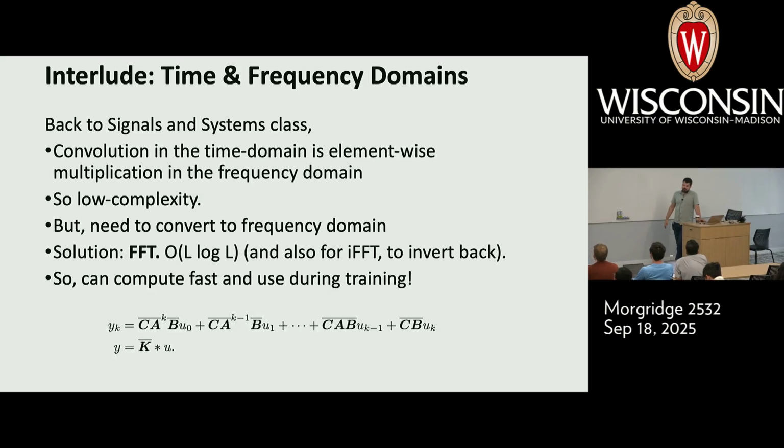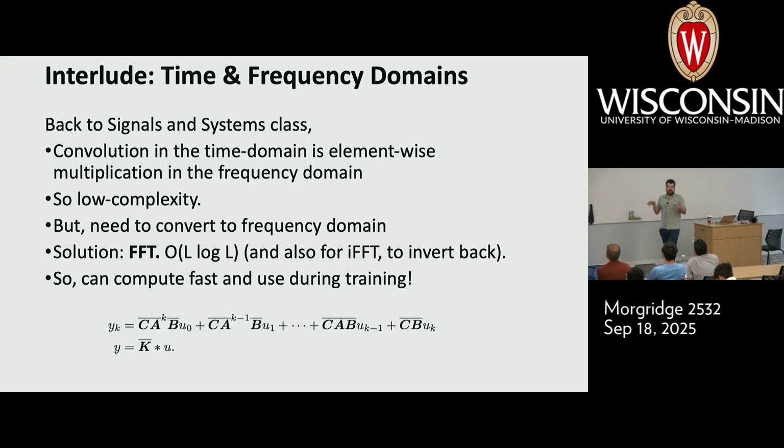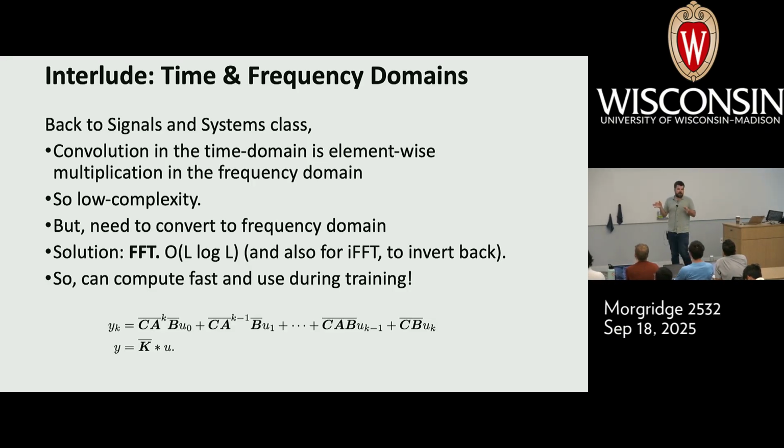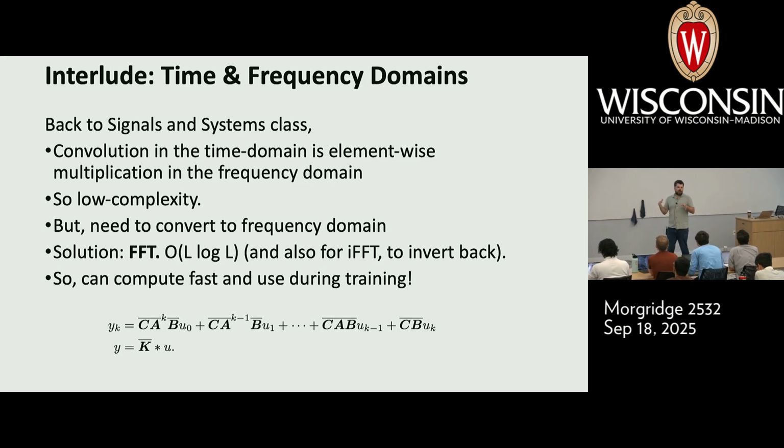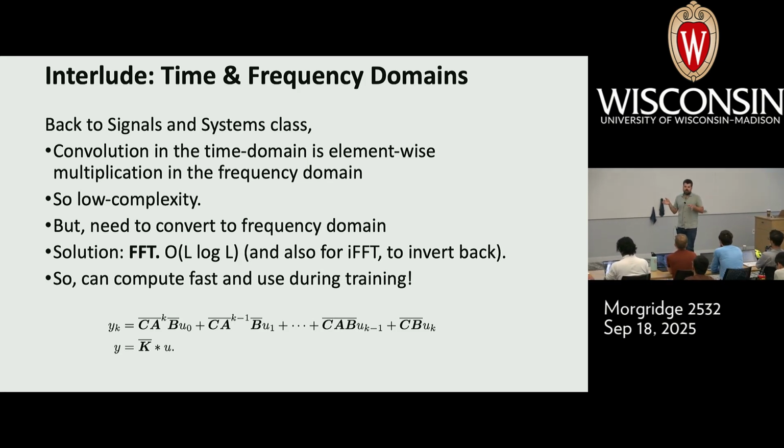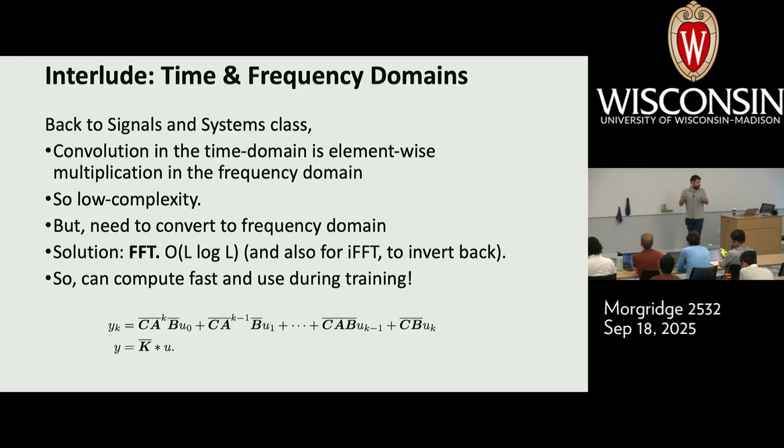So that's the basic story here. We can actually compute this output sequence Y fast, despite the fact that I have two sequences that are of length L, despite the fact that if I do things naively without any transforms, I still pay a quadratic complexity term. OK, any questions about this? It is somewhat magical.